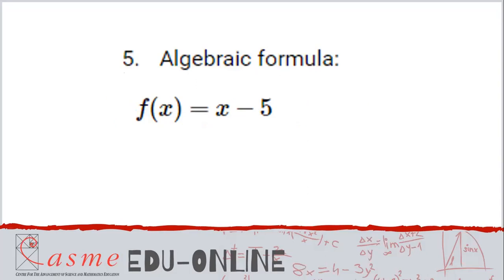Then you can also have it in the form of the algebraic formula. Algebraic formula, the function of x equal to x minus 5. That's also another way of representing a function.